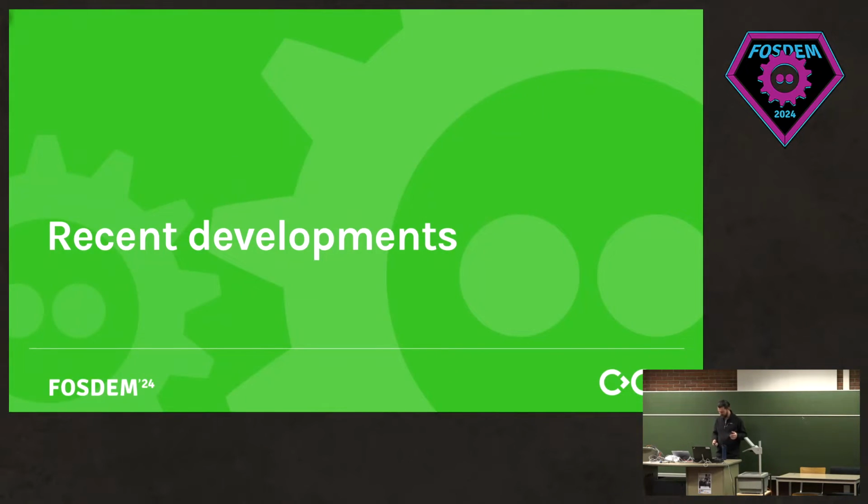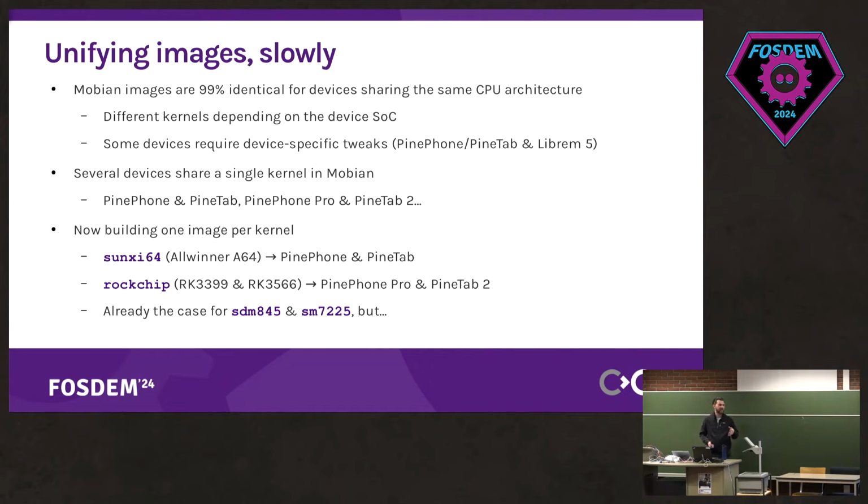So what about the recent developments? We still try to unify our disk images slowly. Instead of aiming for a single image for all devices, we're taking a step along this path and trying to just ship one image per kernel. Until now, we had one image for the PinePhone, one image for the PineTab, another one for the PinePhone Pro and the PineTab 2, and so on.